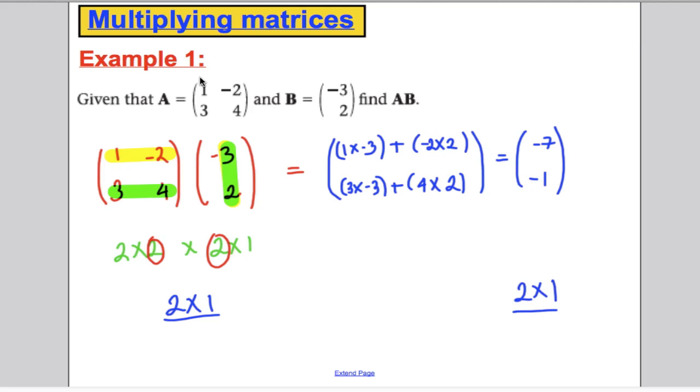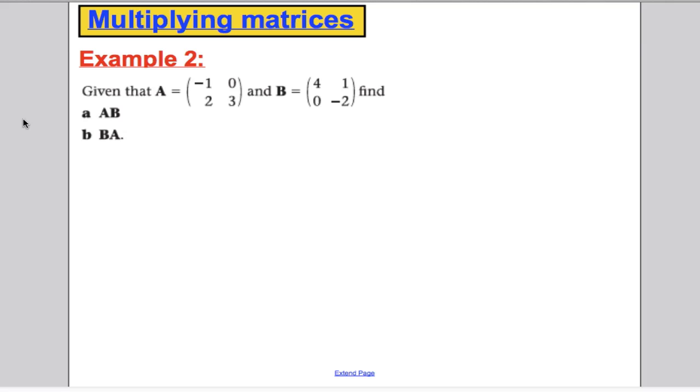Very good. Next example, pause the video, have a go yourself, then watch me. Okay, first we're working out AB. So what we're doing in part A, we're working out [-1, 0; 2, 3], and we're multiplying it by [4, 1; 0, -2].